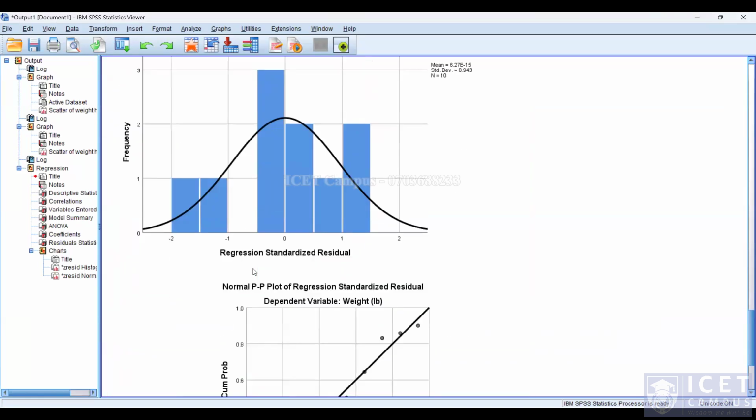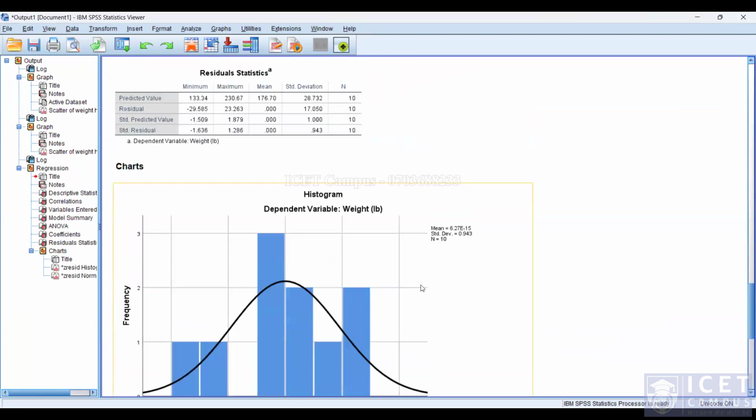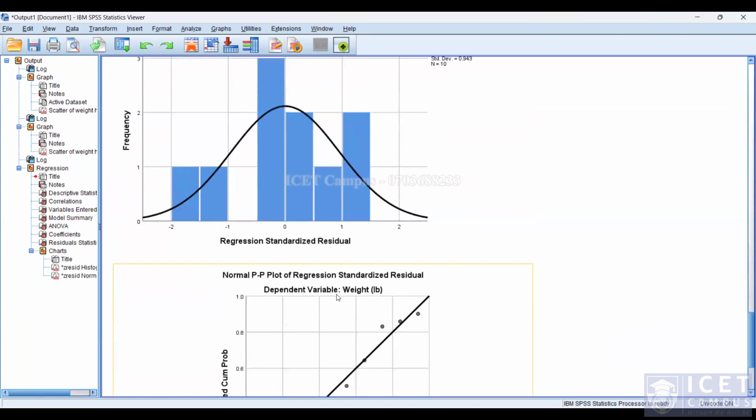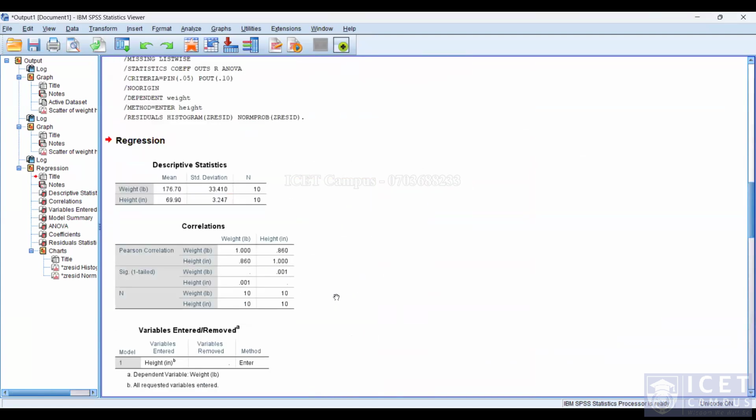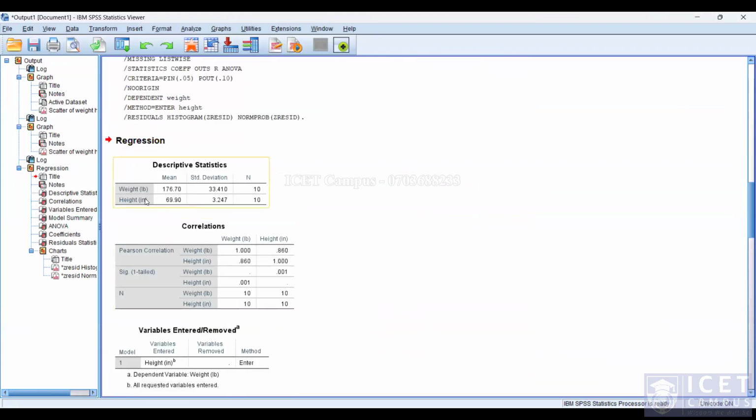Then there are some additional things also. Then we can see here, this is actually normally distributed. So these things also we can take. Then we'll check the outputs. In the descriptive statistics, we can see the mean of weight is 176.7 and the mean of height is 69.90.